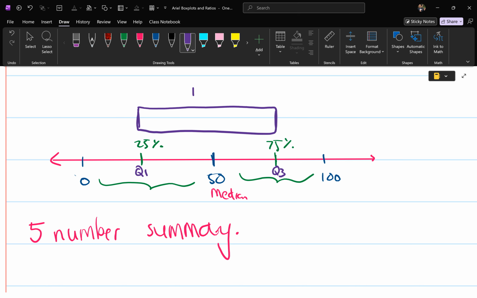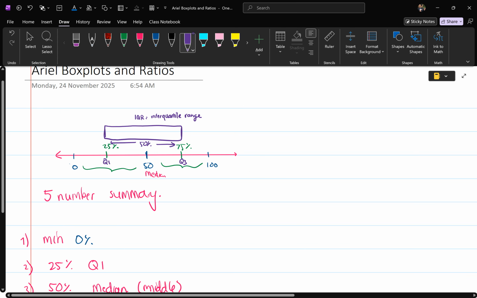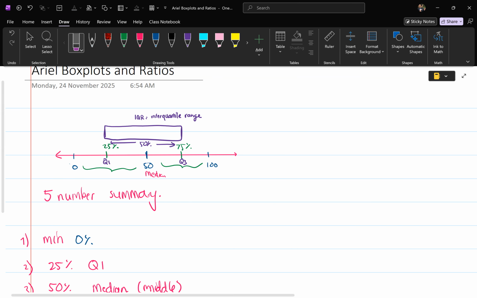But that box is also telling you the IQR, which is the interquartile range. I tried to explain this to you in person last week: that is the middle 50% of the data. Can you see how 25 to 75 is 50%, from here to here? And that's a better 50% than, say, if you took the bottom half to represent the class, or the top half.